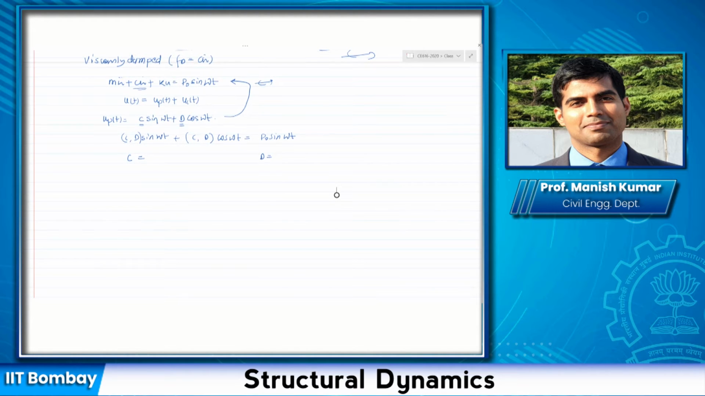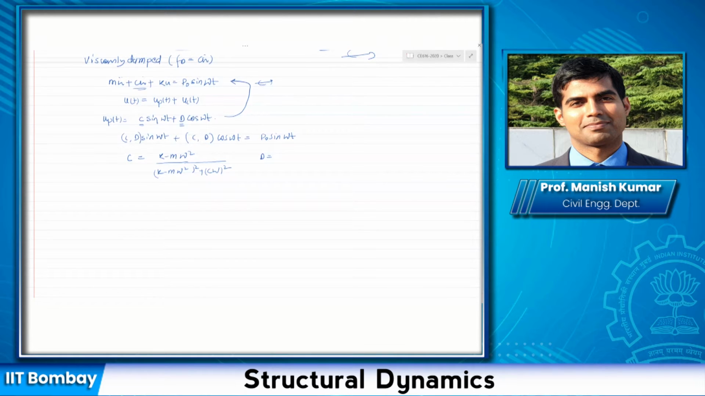Sir, I have calculated coefficients c and d. c is k minus m omega square divided by k minus m omega square whole square minus c omega square whole square. Minus c square omega square. I think it should be a plus here. Okay. How about the other, d?